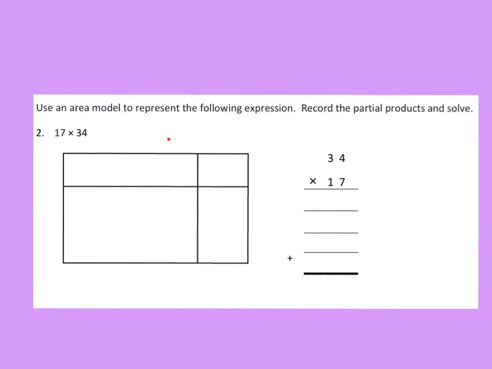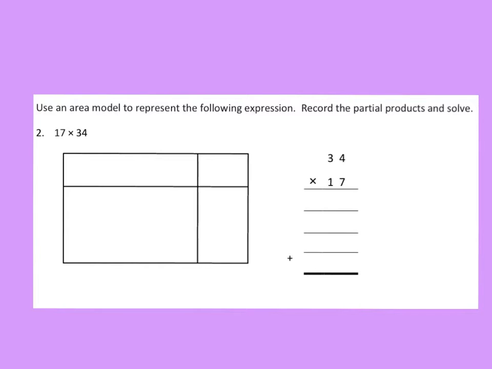Here's our first problem. It says, use an area model to represent the following expression. Then record the partial products and solve. So first we're going to look at the area model, which is represented right here. And we're trying to figure out what 17 times 34 is equal to.